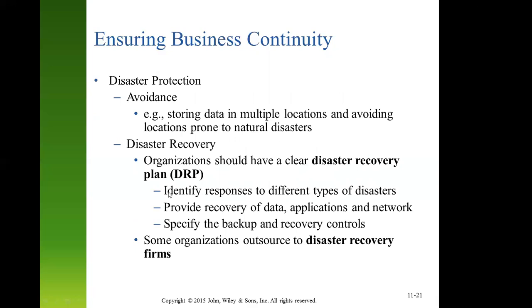Mentioned disaster recovery plans already. Most large organizations hire a firm to do this for them.